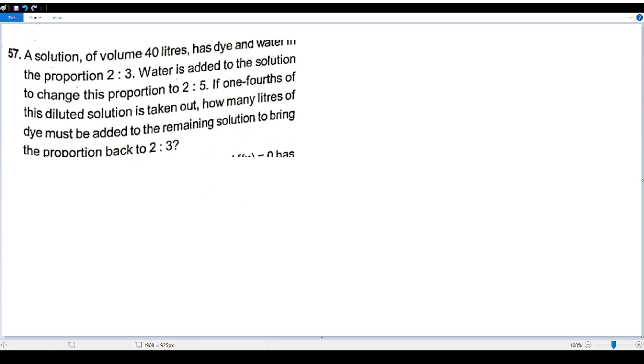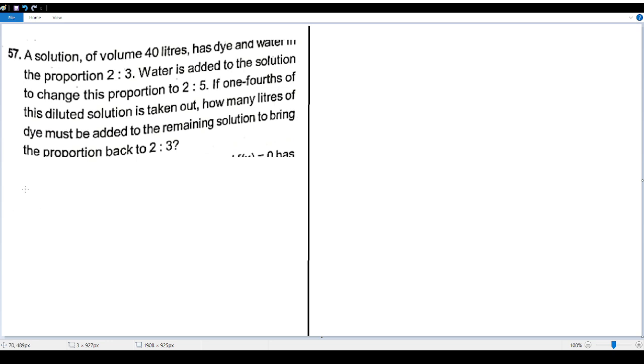Okay. So, have you read this sum properly? And then we can do it together. Yes. Okay. So see, as I told you earlier, as we read the sum, we will do the sum. A solution of volume 40 liters has dye and water in the proportion 2:3.